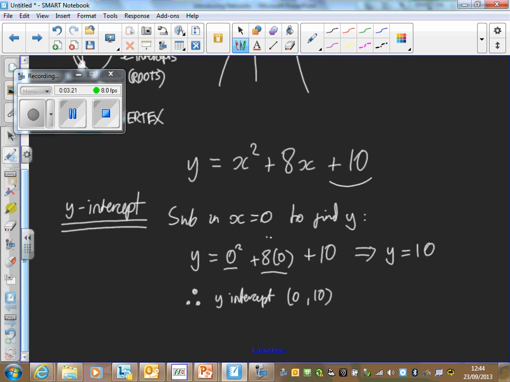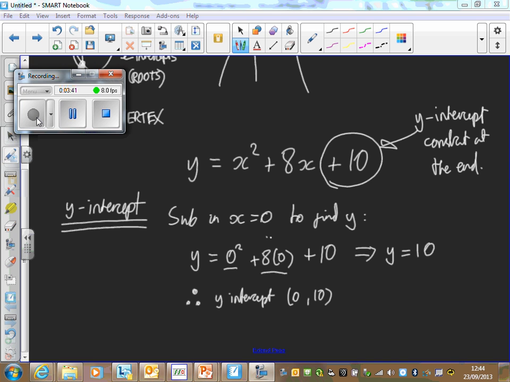Now, for any general quadratic, we do not have to do all of this each time. In fact, for any polynomial graph, the y-intercept is always going to be the number at the end. Okay? The y-intercept is always the constant at the end. It's the first thing on a graph which you can sketch on, because it's so easy. It's always the number at the end.